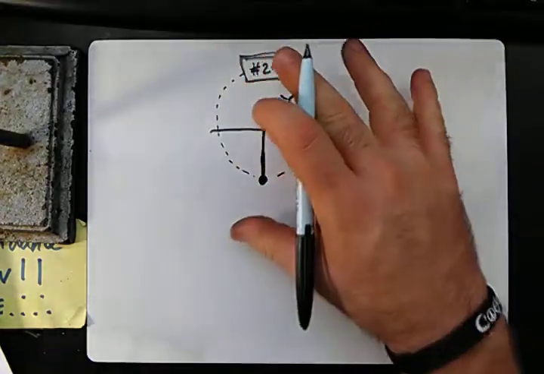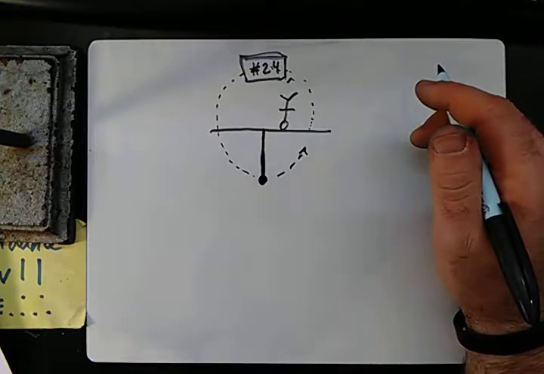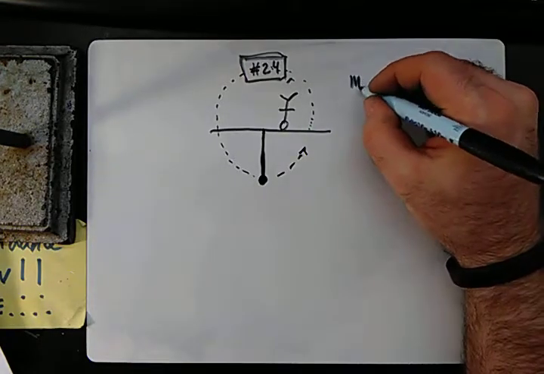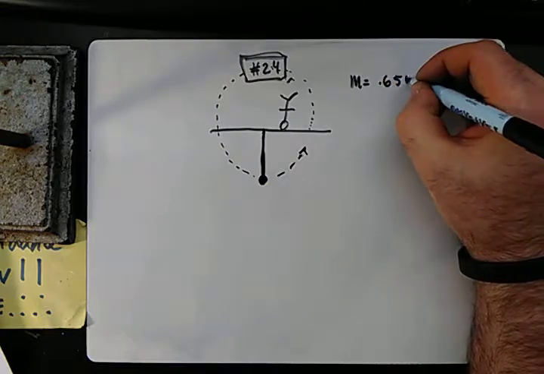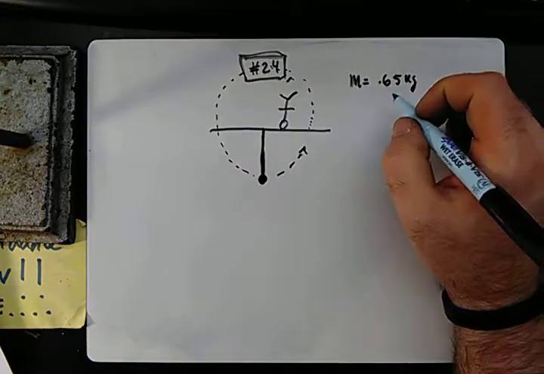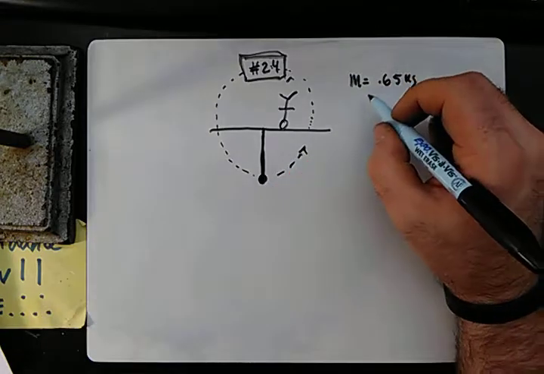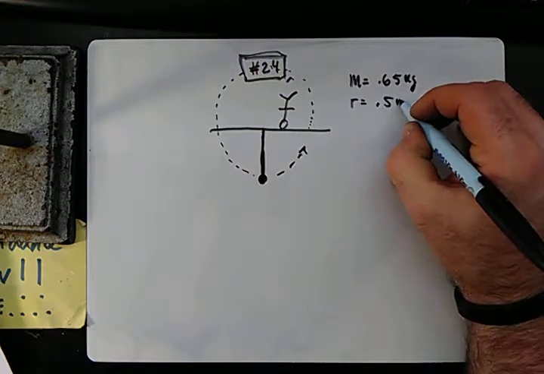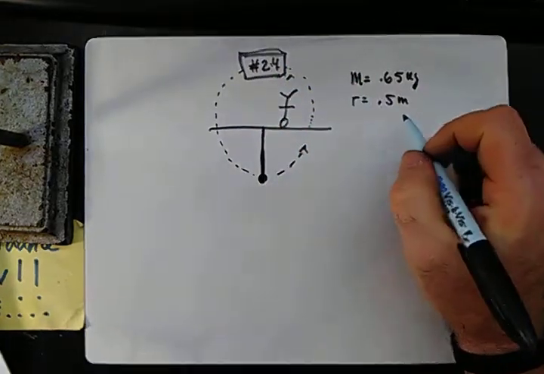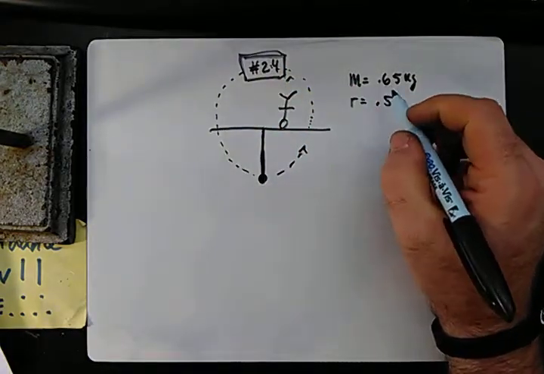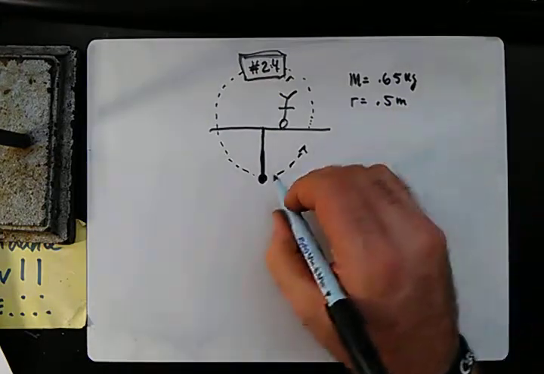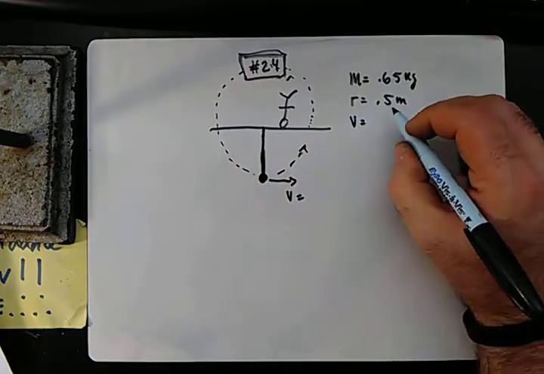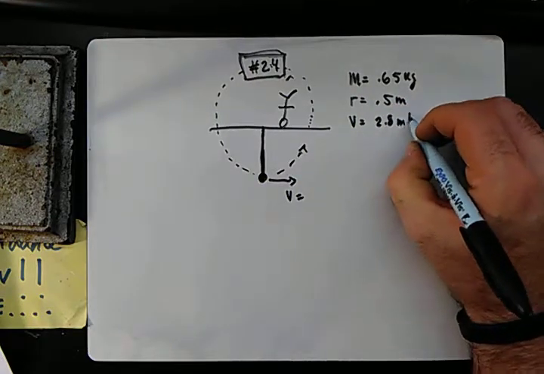But that's the situation I want you to look at. Now, in number 24, it gives us a mass of 0.65 kilograms. It gives us a radius of 0.5 meters. Now, this is not as big as a swing set, but it does illustrate the point. And the velocity at the bottom is 2.8 meters per second.